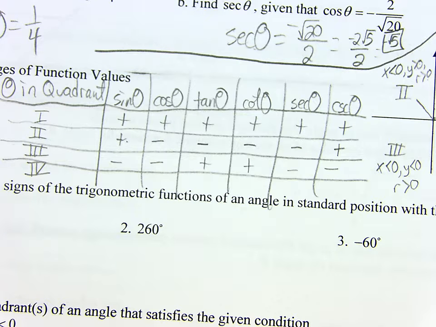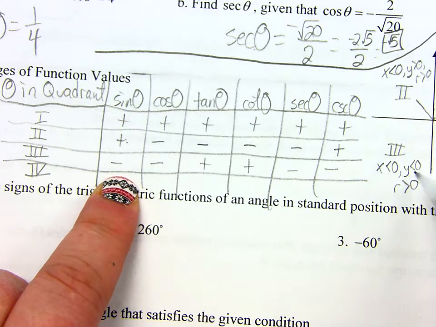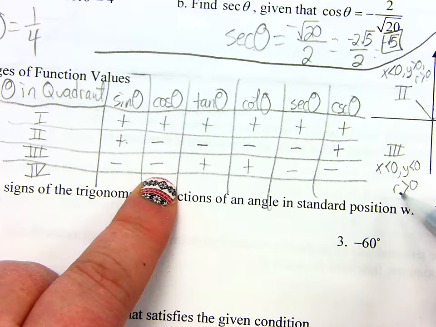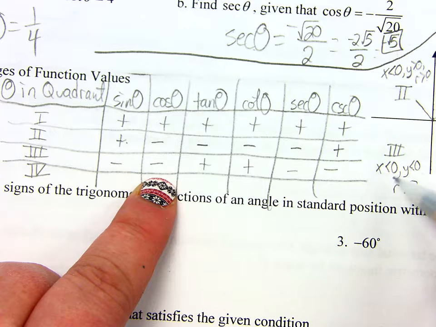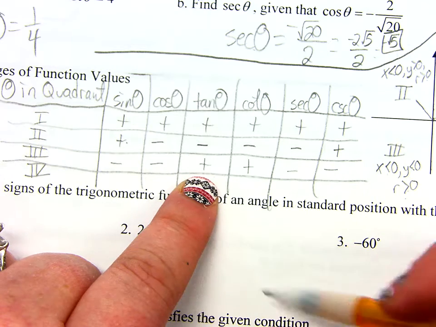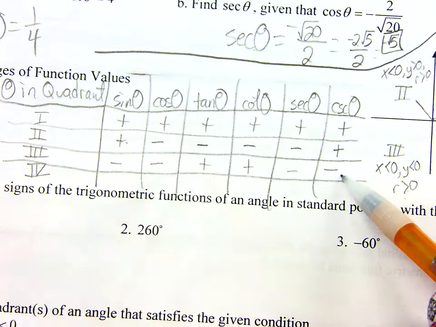Did you? If you did not, well, let's go through it. Sine is y over r. Y is negative over a positive, so negative over positive should be a negative. Cosine is x over r, a negative over a positive, still a negative. Tangent is y over x, negative over a negative, that's a positive. And once I have the first three, I have the next three because they're reciprocals.